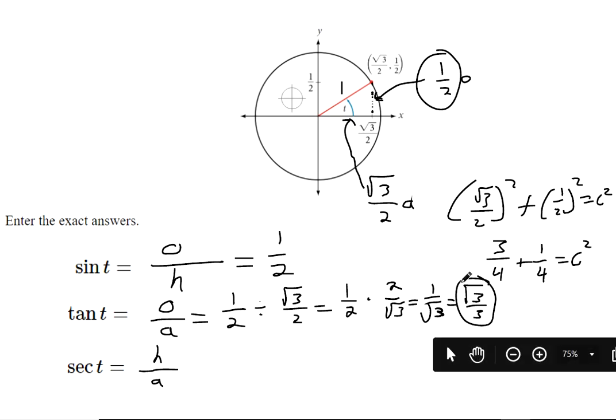Okay, so that is tangent, that's sine, and then we have secant. Secant's the hypotenuse divided by the adjacent. So you'd flip and multiply that fraction, and then when you rationalize the denominator like we did over here, multiply the top and the bottom by square root of 3. That's our answer for secant.